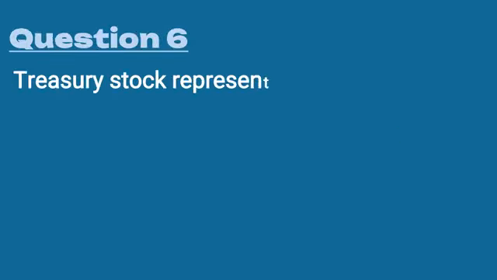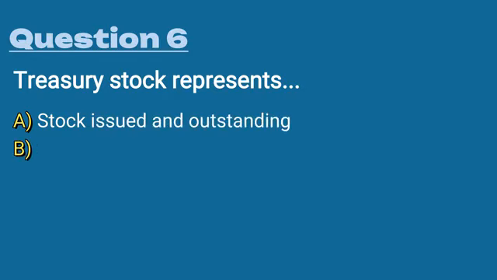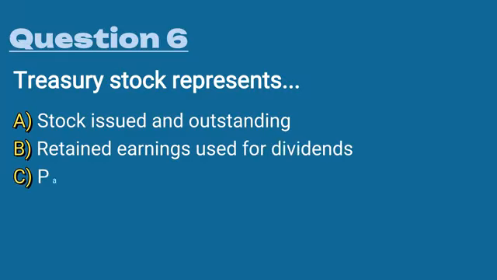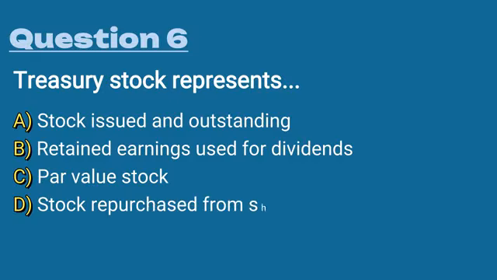Question number 6. Treasury stock represents A, stock issued and outstanding, B, retained earnings used for dividends, C, the par value of stock, or D, stock repurchased from shareholders.